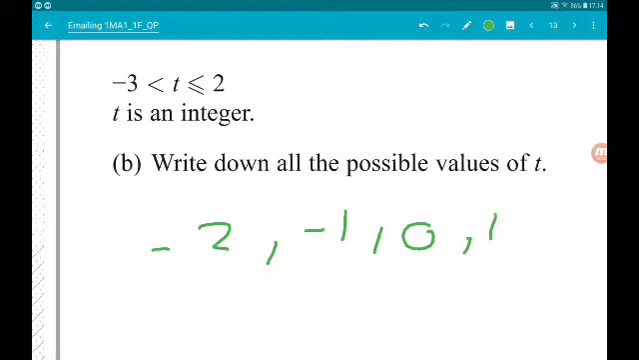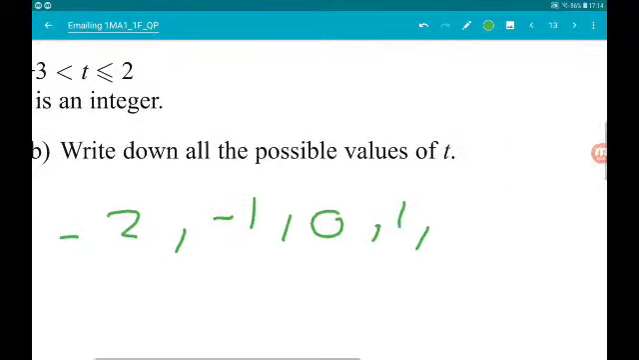Then 1. And it is allowed to equal positive 2.